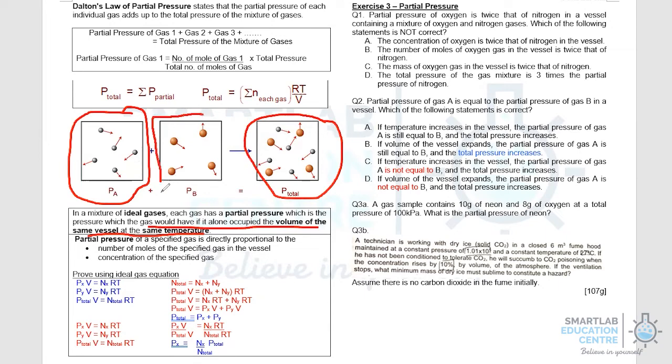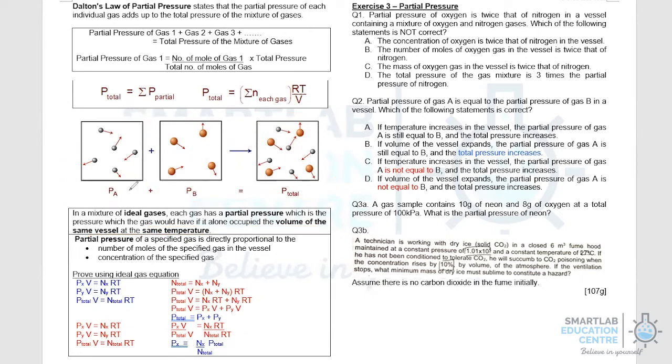Similarly, in the case of partial pressure of B, it will be in the identical container and identical temperature, and we'll remove the molecule A with only the same number of molecules B that are present, and this will give rise to partial pressure of B. So based on this three-vessel setup, we can now establish three equations.